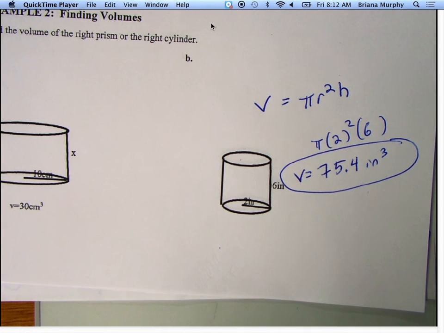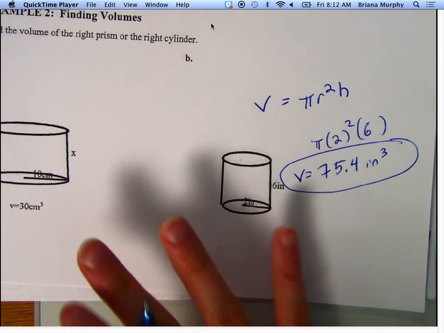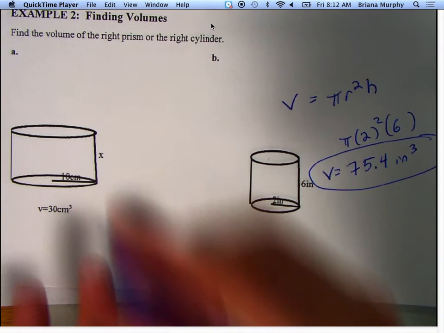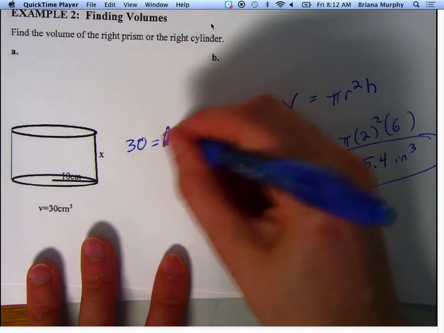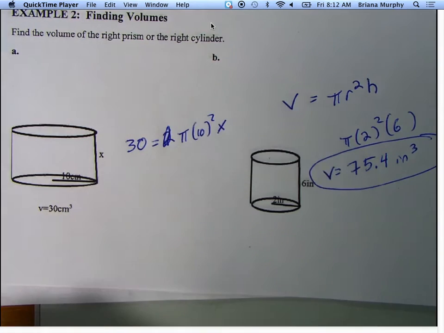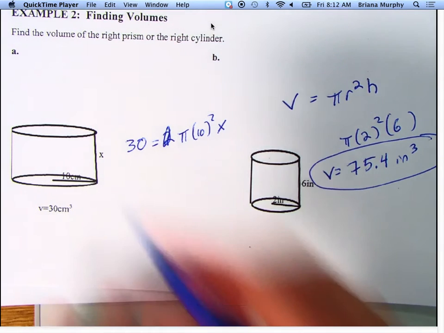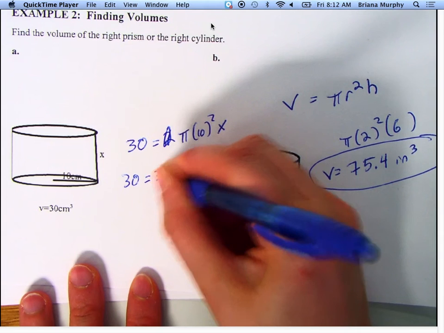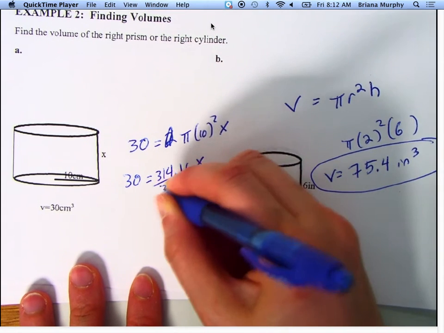Okay. A, we're going to work backwards, because we already know what the volume is when we want to find the height. So my volume is 30 equals pi 10 squared times x. So we're going to go 10 squared times pi, which gives us 30 equals 314.16 times x. So we're going to divide by 314.16.